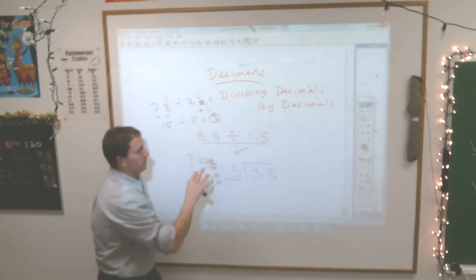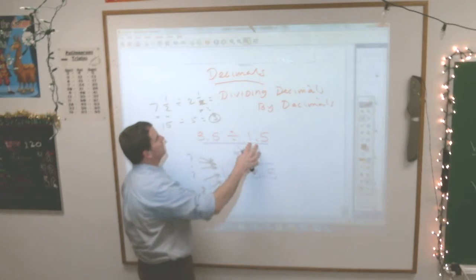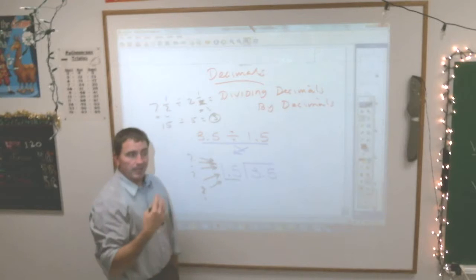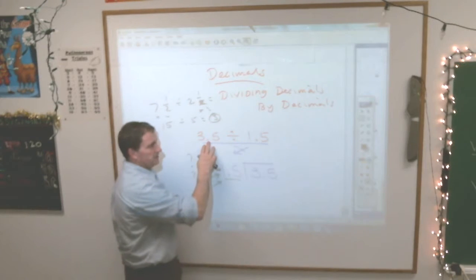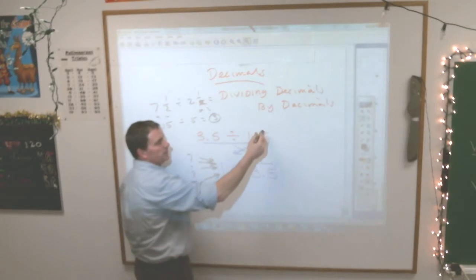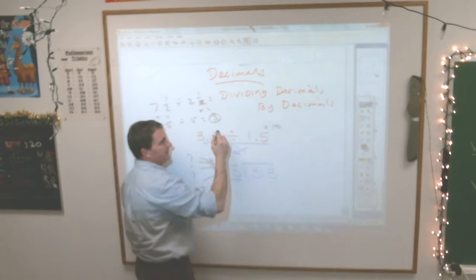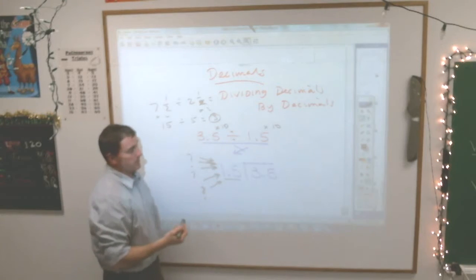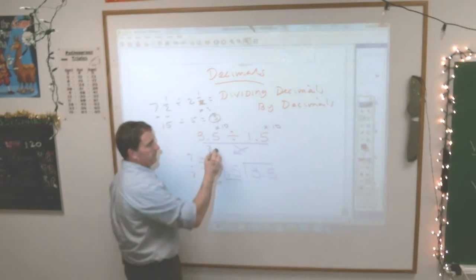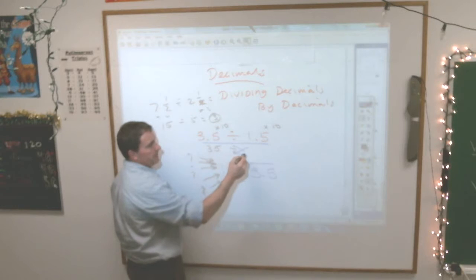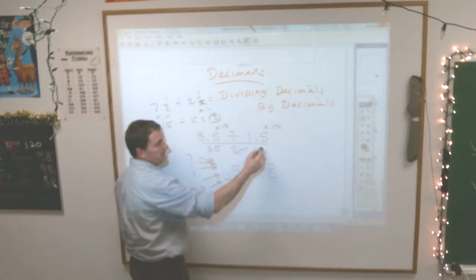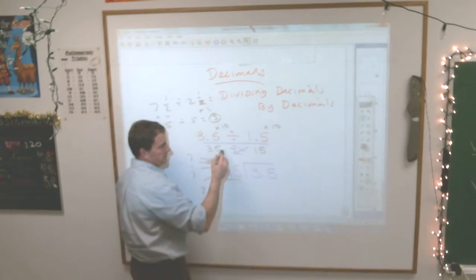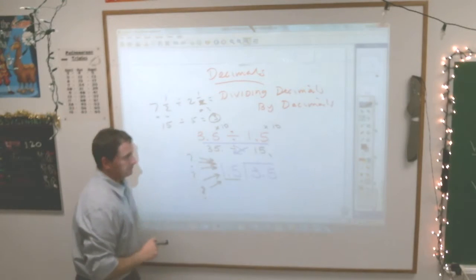Well, the same thing is true with decimals. I can do anything to both of these as long as I do it to both of them. And what you want to do is get rid of the decimal in this one. So you multiply both sides by 10. Because if I multiply both sides by 10, what happens? I end up with 35 divided by 15, right? No decimals.